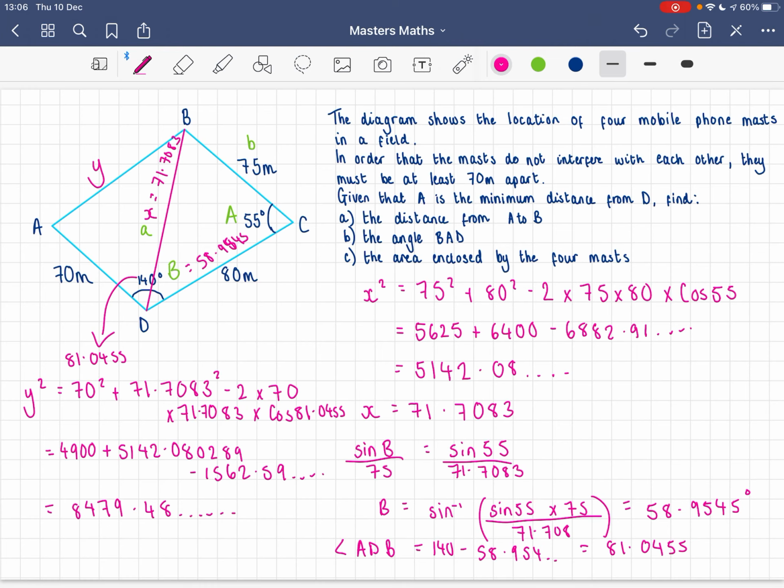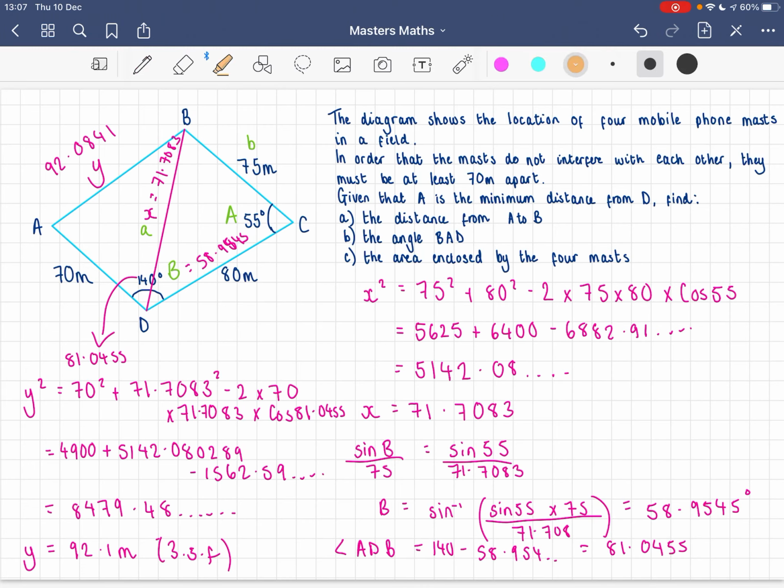8,479.48, etc. To find y, I need to square root that. So square root my answer gives me 92.1 meters, not centimeters, to 3 significant figures. I am going to make a note of it on my diagram as being 92.0841, so that I have lots of decimal places. But when I round it correctly, that is what I get, 92.1. Okay.